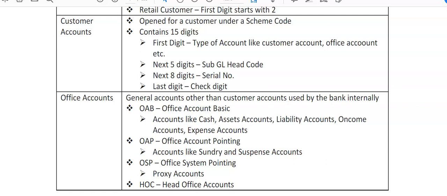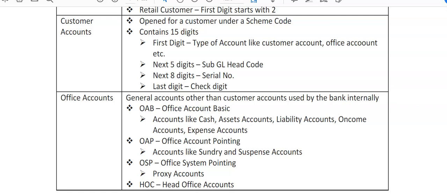Next 5 digits are the subsidiary general ledger head code. Next 8 digits are the serial number and the last digit is a check digit. So the check digit is allotted by the system as per the customization of the bank.